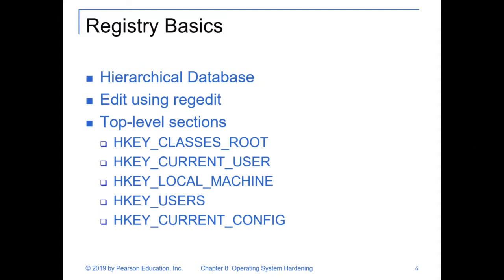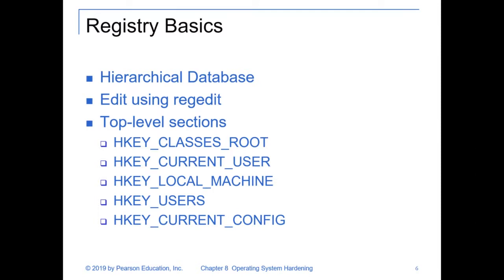Once again, you can't open those files and edit them. You need to use the regedit tool to edit your registry. Now we do have a couple of top level selections here. We'll talk about HKEY_CLASSES_ROOT. That's going to contain all of your file association types, shortcut data, and OLE information.